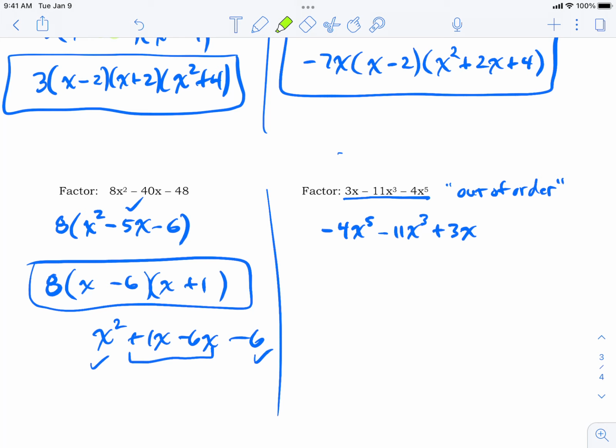All right. Now, before we even think about trying to unfoil this thing, we should first try to say, well, is there anything in common to all of these terms?